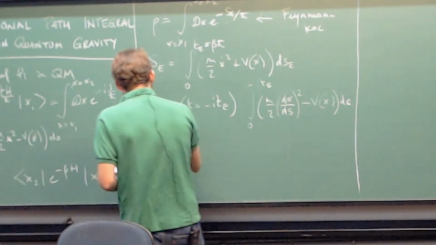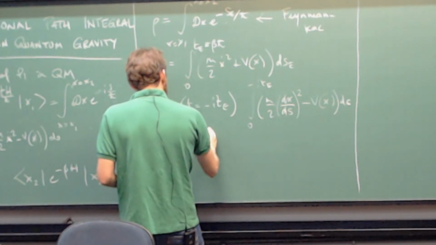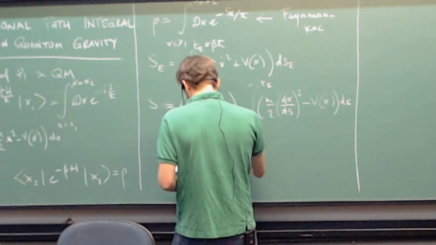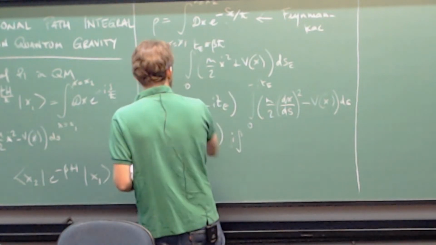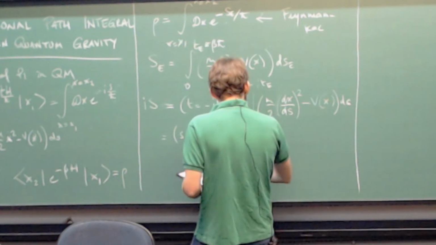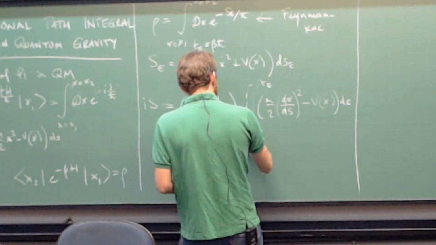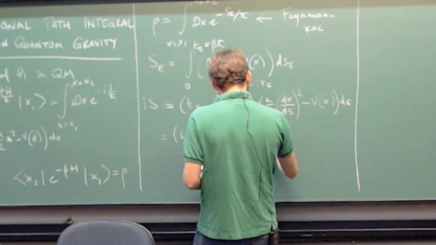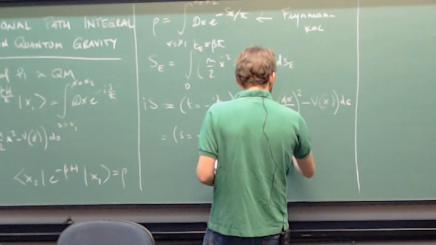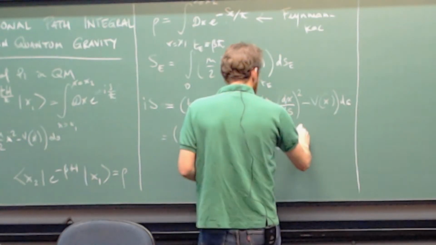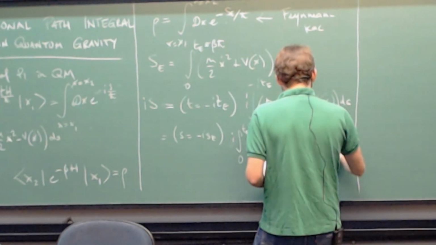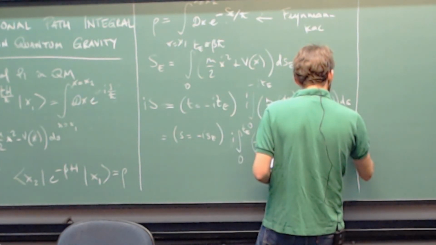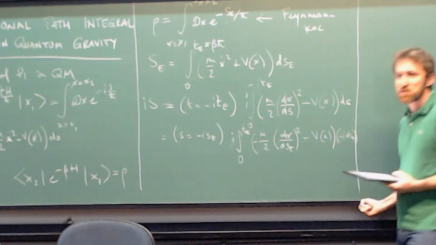Yes. Now I introduce s equal to minus i s_E. So it's the integral from 0 to T_E of minus m over 2 (dx/ds_E) squared minus V of x, because this doesn't change, minus i ds_E. So I've simply changed variable twice.